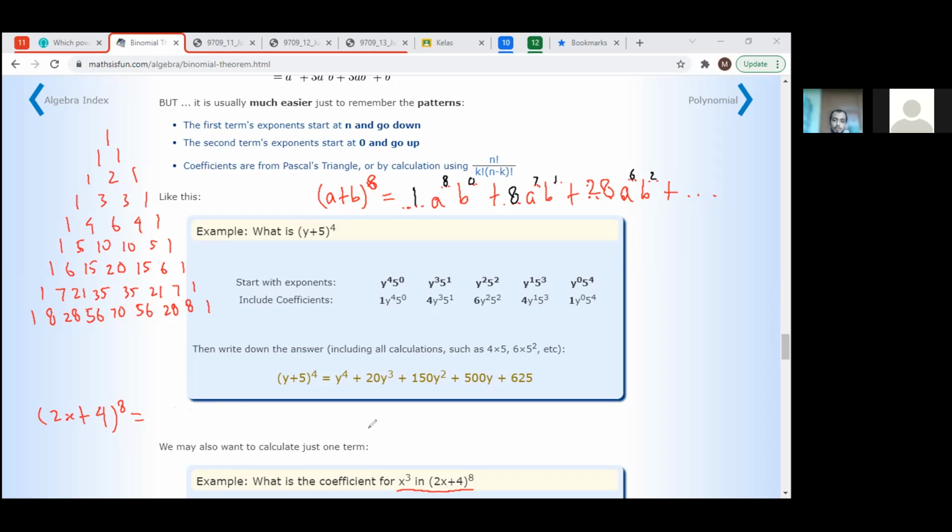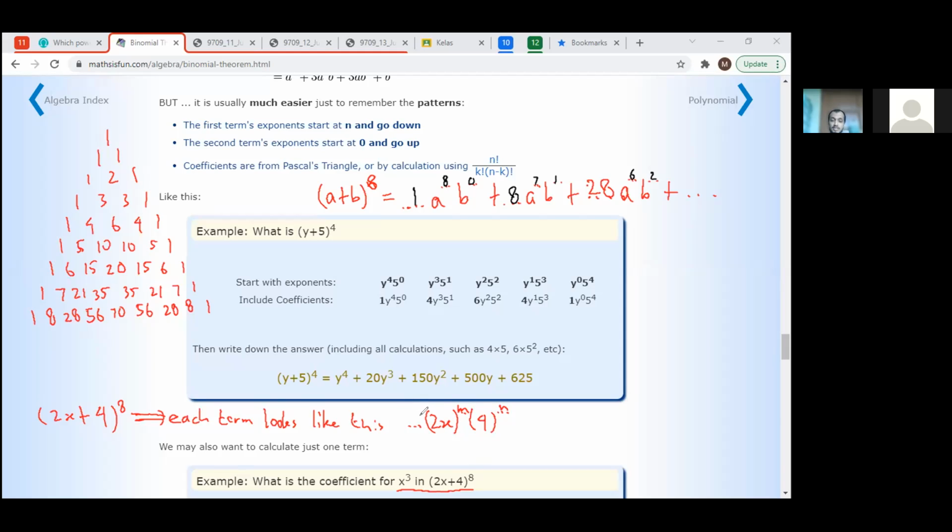Each term looks like this: something times 2x to the power of something, times 4 to the power of something, right? And let's say these somethings are m and n. This m and n will add up to 8.